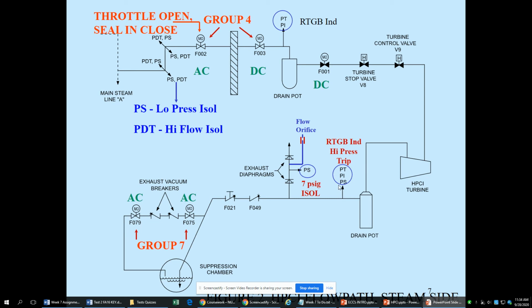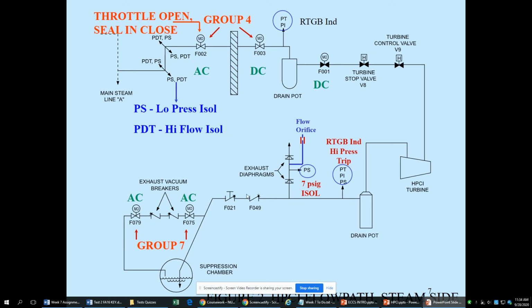So here's a pressure transmitter, pressure indicator. And if it sees a high pressure here, it's going to trip the turbine off because it thinks that there's some kind of problem going on. RTGB just means control room, reactor, turbine, gauge, board. So RTGB is just the indicator. They have a gauge in there. If I get too high of pressure in here, these are little diaphragms, and they are going to blow out and cause that steam to go into the room.